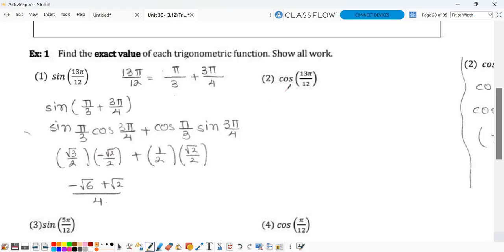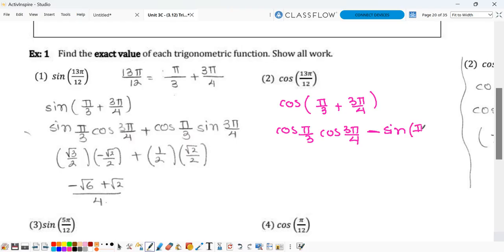So pause the video here and do this for cosine. We can use the same combination, cosine pi over 3 and 3 pi over 4. Same combination, but we are using cosine. So the formula is cosine cosine, opposite sign, plus means minus, sine sine.